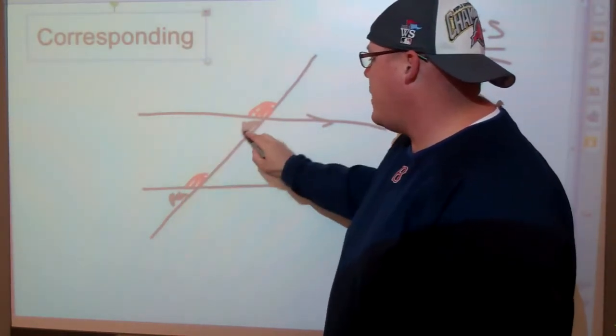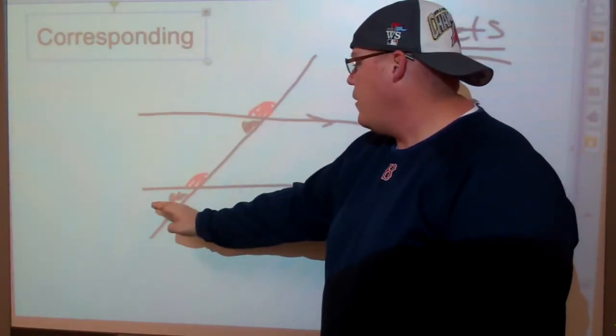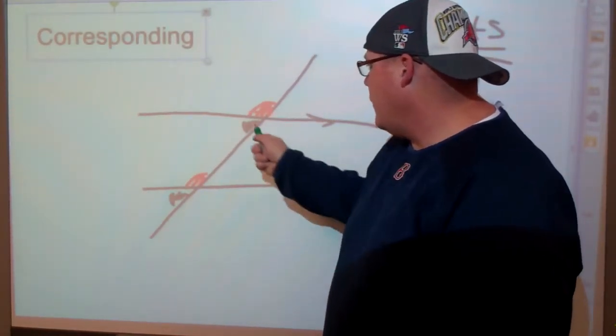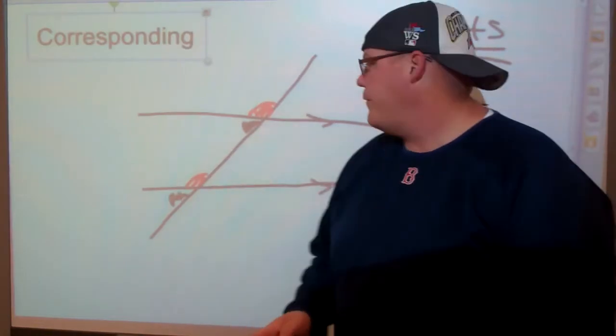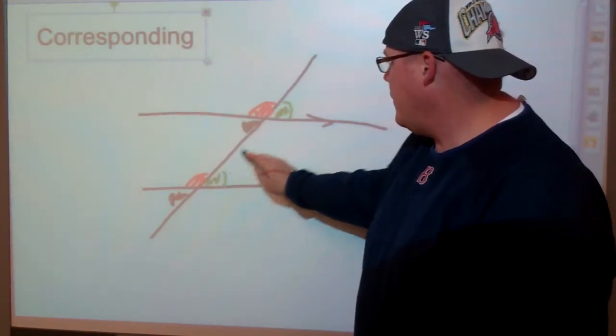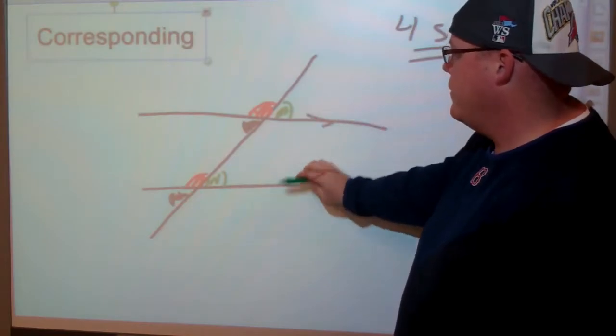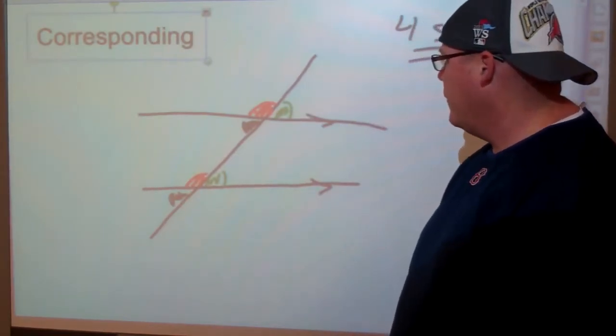These are another set of corresponding angles. They're on the same side of the transversal, on the same side of the parallel lines. You'll notice they're both acute, so they're congruent. Third set, they lie on the same side of the transversal, same side of the parallel lines. They're corresponding angles, also congruent.